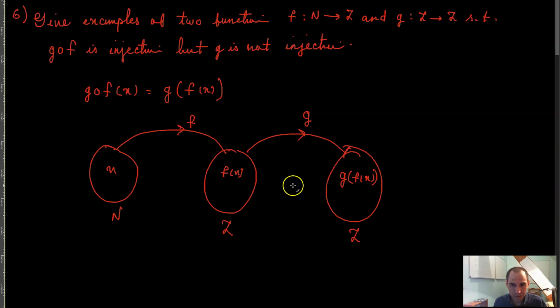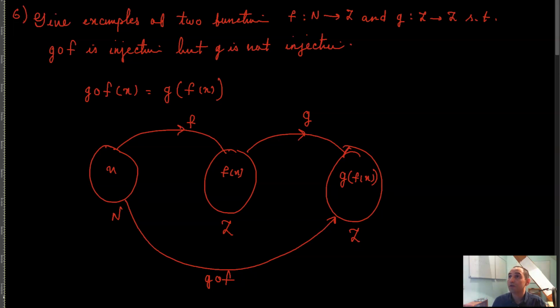So g of f of x, or g∘f, is a function that goes directly from this set to this set over here. This is g∘f. Now you want to specify these two functions f and g in such a way that g∘f is injective, meaning that this function is 1-1, but g is not 1-1, right? So that's the situation here.